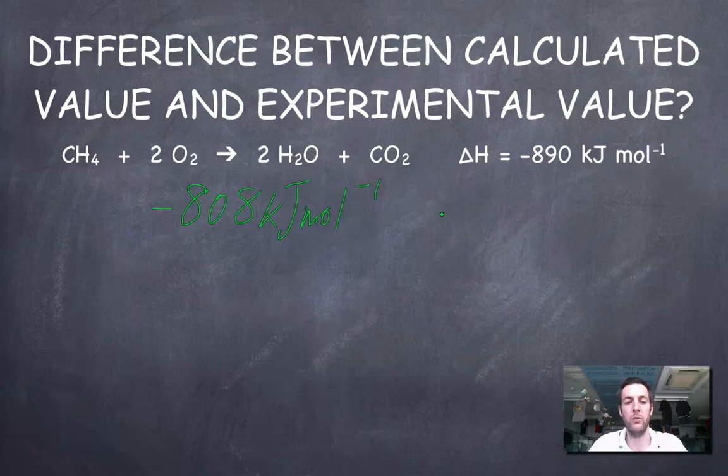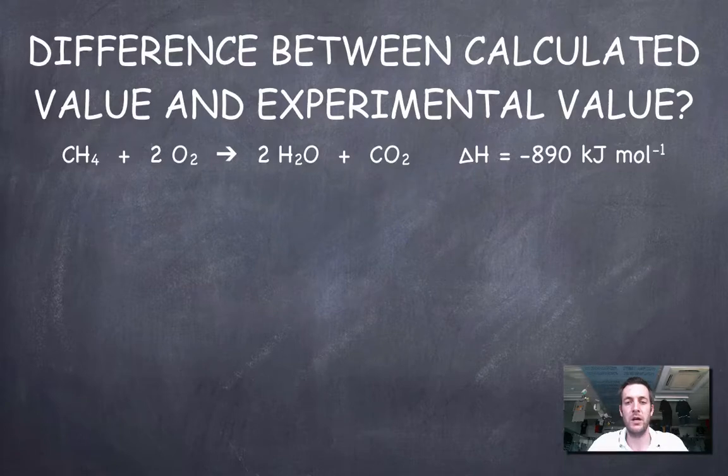Well, remember, when we calculated this value, we used average bond enthalpies. Okay, so these are values for these bonds which aren't the same in all cases. So we ought to expect some discrepancy here, and that's a really common question to see. Why is there a difference between the calculated and the experimental value? And you simply refer to the fact that because we used average bond enthalpies, we're not necessarily using exactly the right amount of energy for each bond.